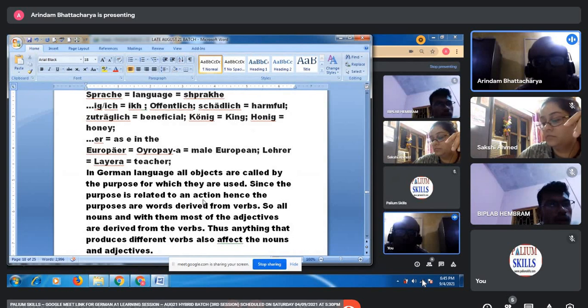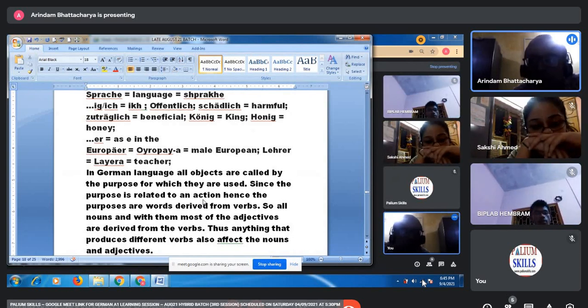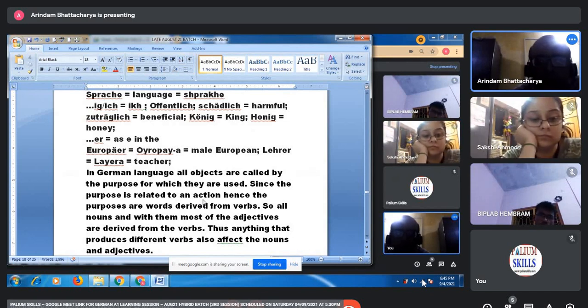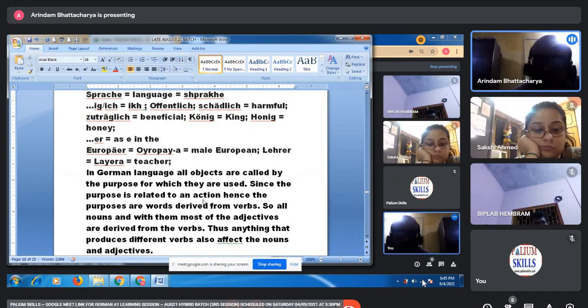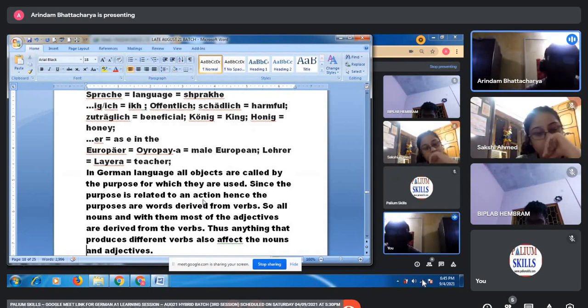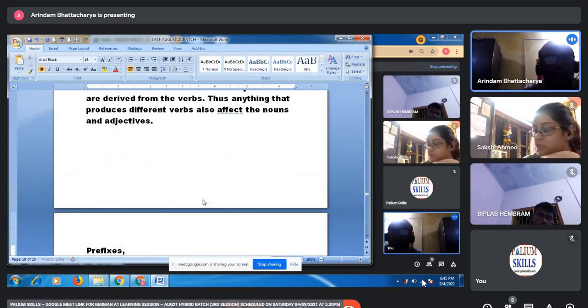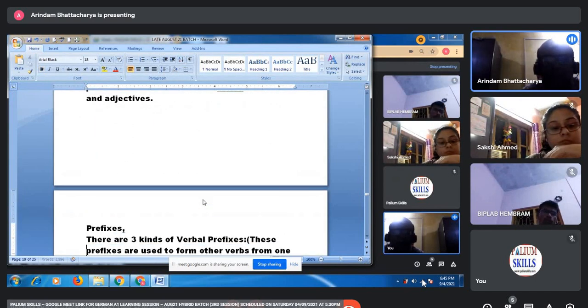Since the purpose is related to an action, the purposes are words derived from verbs. So all nouns, and with them most of the adjectives, are derived from verbs. Thus anything that produces different verbs also affects the nouns and adjectives. Affecting nouns means affecting the number of nouns, the meaning of the nouns, and so on. This is the reason why we have to learn prefixes now.